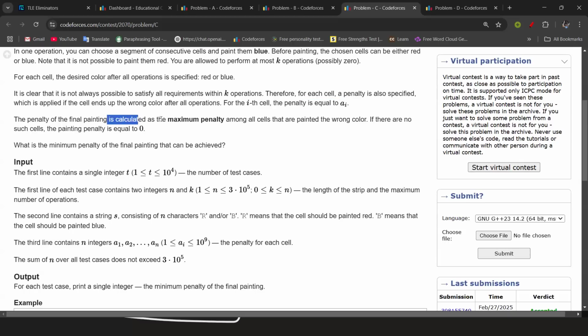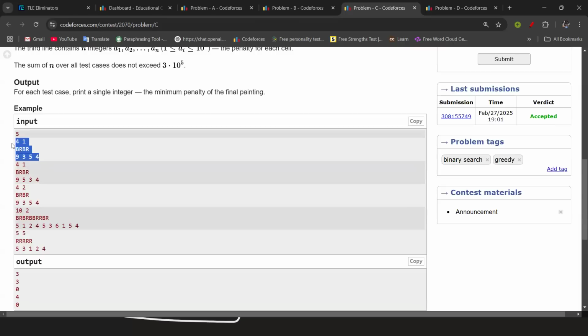The final overall penalty is the maximum penalty among all cells that are painted the wrong color. So among all the cells that are painted the wrong color, whichever penalty is the maximum, that's your overall penalty for the game. And if you are able to paint all the cells as per the requirements, then your penalty would be 0. So you need to find the minimum penalty of the final painting that can be achieved. I'll explain you with the first example.